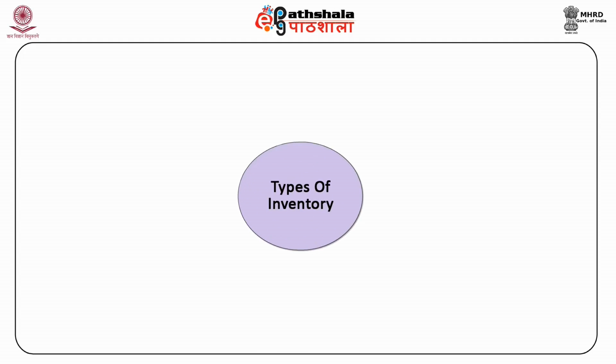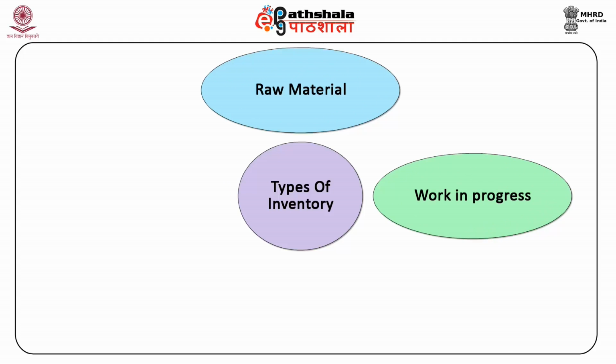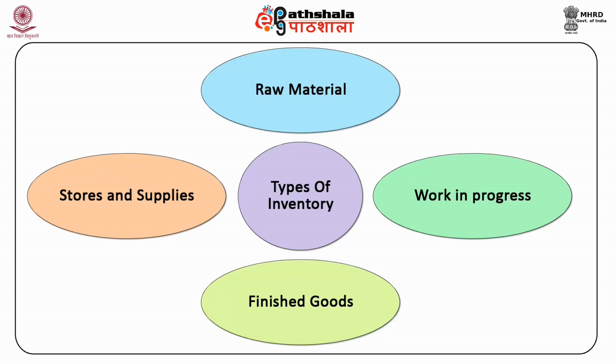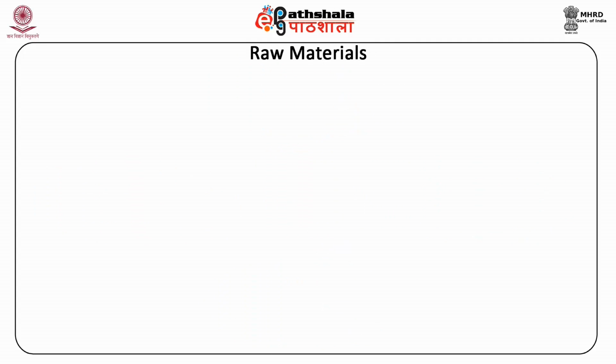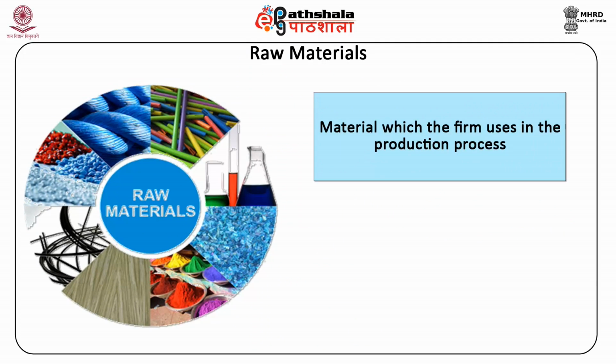The type of inventory depends upon the fact whether it is a case of retailer or a manufacturing concern. It is quite obvious that retail shopkeepers will keep inventory of finished goods only, whereas the manufacturing concern will maintain inventory of raw materials also. The inventories for most of the business firms may be classified as raw material, work in progress, finished goods, stores and supplies. Raw material. It includes material which the firm uses in the production process.